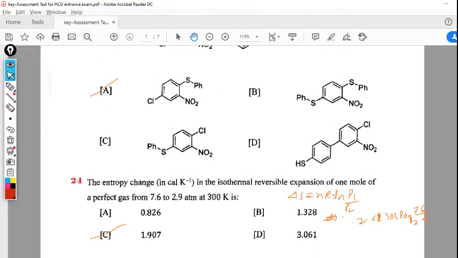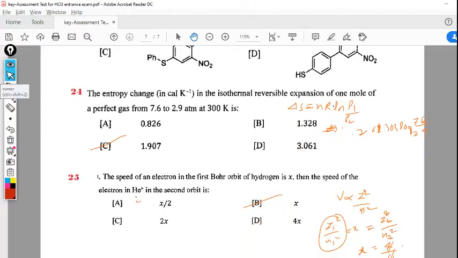Next. So this is from thermodynamics, where entropy change is asked. For 1 mole of a perfect gas, the initial pressure is 7.6 to 2.9. It is given in atmosphere and asked for in calories. So delta S equals nR ln P1 by P2.